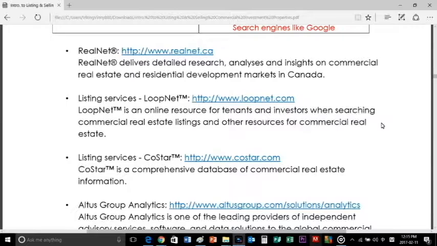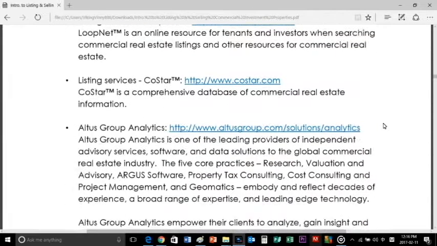Listing services, LoopNet, loopnet.com. This is an online resource for tenants and investors when searching commercial real estate listings and other resources for commercial real estate. Listing services, CoStar. This is a comprehensive database of commercial real estate information.